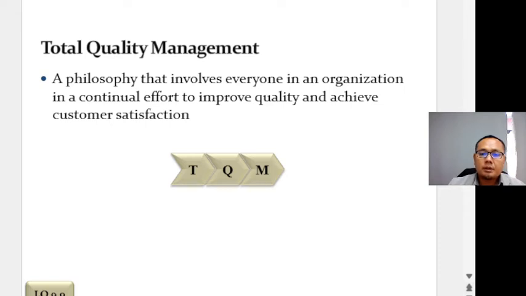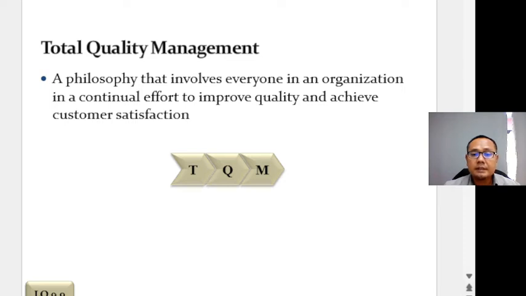So the primary role of management is to lead an organization in its daily operation and to maintain it as a viable entity into the future. So quality has become an important factor in both of these objectives. So the term total quality management refers to a quest for quality in an organization.